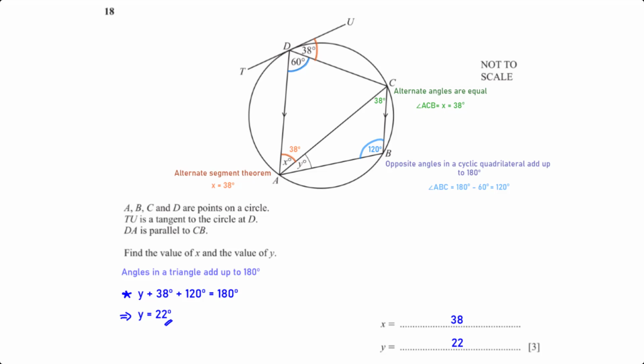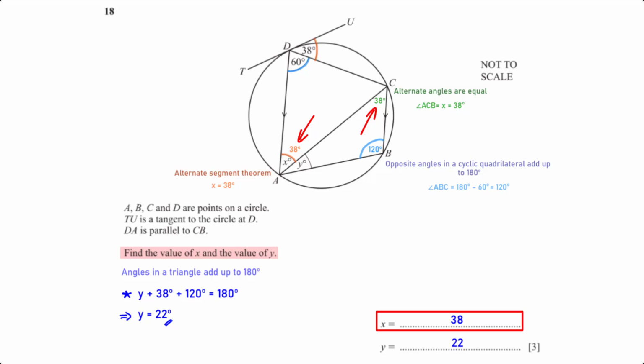A, B, C, and D are points on a circle. TU is a tangent to the circle at D. DA is parallel to CB. Find the value of x and the value of y. Based on the alternate segment theorem, these two angles are equal, so x is 38. Opposite angles in a cyclic quadrilateral add up to 180 degrees. So when we subtract 60 degrees from 180 degrees, we get angle ABC to be 120 degrees.